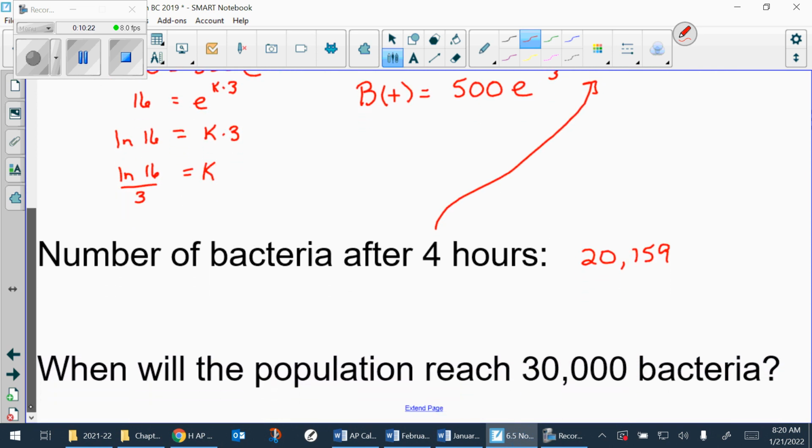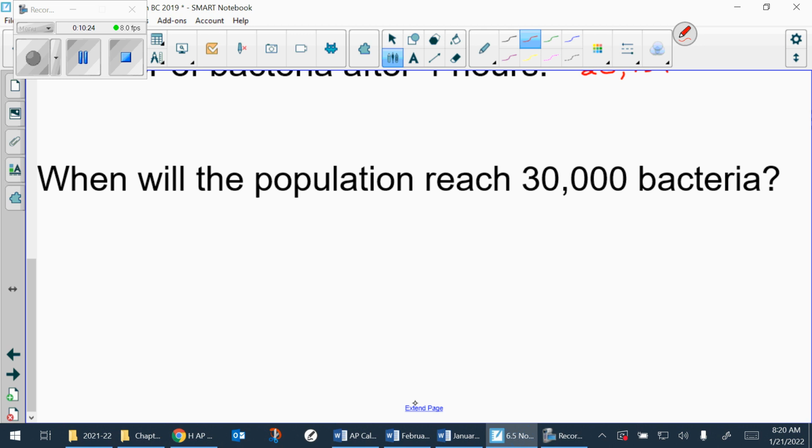Now, when's the population going to reach 30,000? Oh, okay, interesting question. I get 30,000, my future amount, equals this previous amount, 500, e to the natural log of 16 over 3 times t. I don't know what t is, and I've got to solve for t.